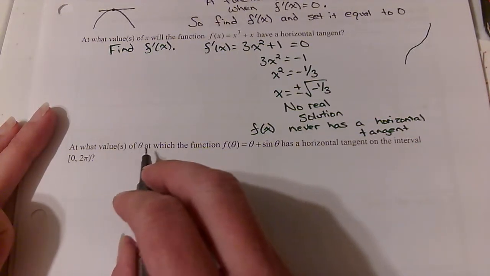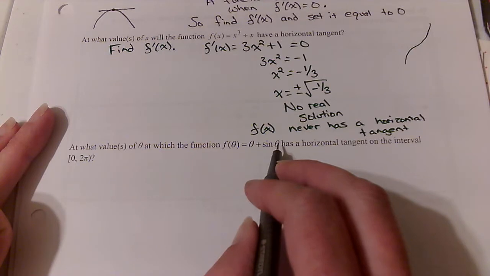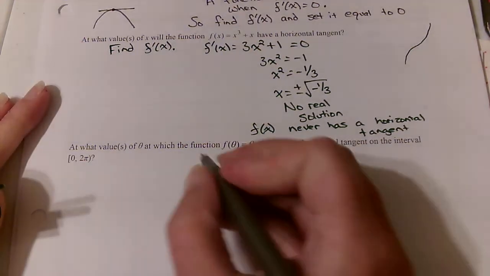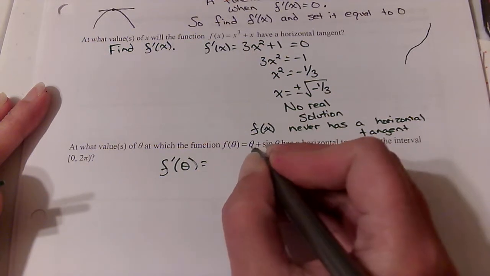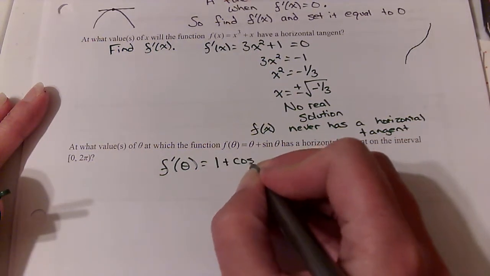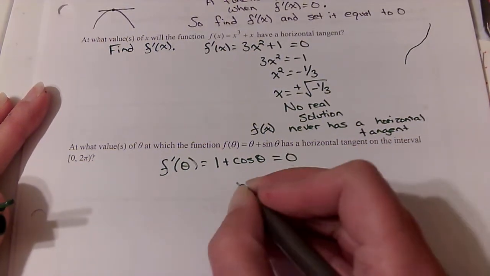So the next one's, at what value of theta does f of theta, theta plus sine theta, have a horizontal tangent on the interval from 0 to 2 pi? So again, first step, easy enough. We are going to find f prime. I'll keep the same color. So f prime is going to be 1. Derivative of sine is cosine. And we're going to set that equal to 0 and solve the equation.